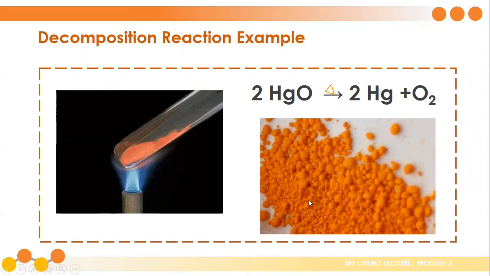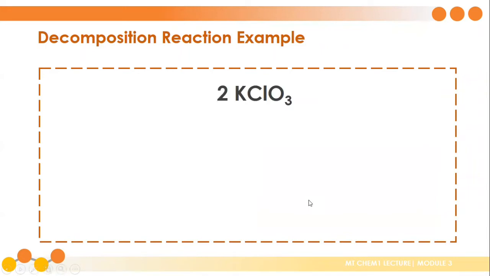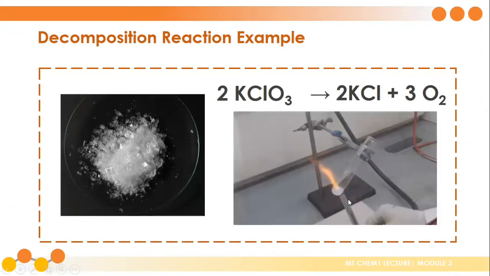Take a look at another one. We have here potassium chlorate will produce potassium chloride and oxygen. In here, as you can see, we use heat to induce and to decompose our potassium chlorate. So for this one, we have to add again a triangle on the arrow to indicate that we used heat to produce a chemical reaction.